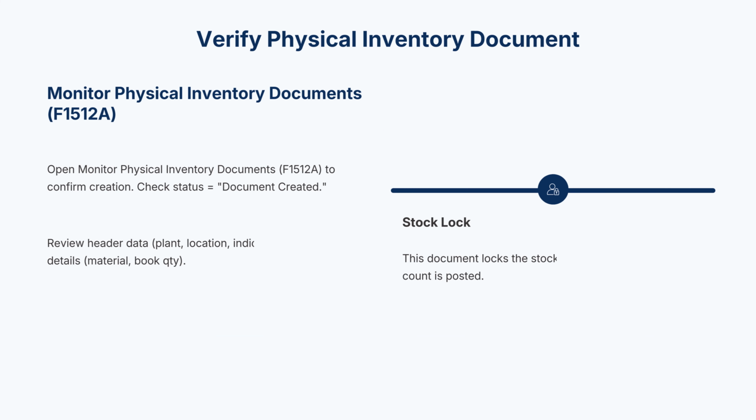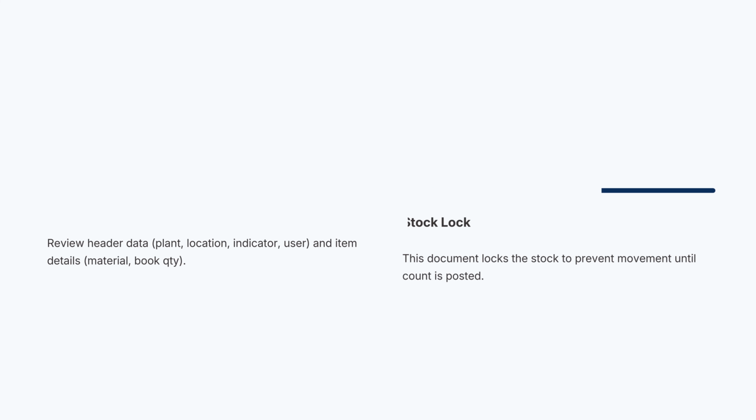Step 1. Open Cycle Counting app F5111A. Let's begin in the Fiori Launchpad by opening the Cycle Counting F5111A app. Filter by Plant 1010 and Indicator A. SAP automatically lists all materials due for counting this month. Locate material M1001 and click Create Physical Inventory Document. The system instantly generates document number 10022345, which serves as our reference.